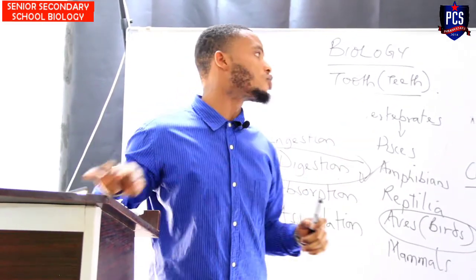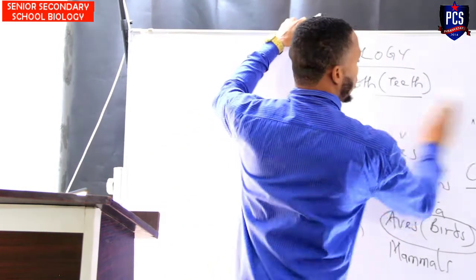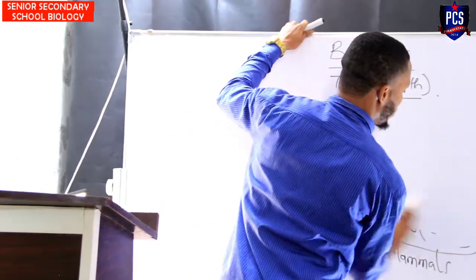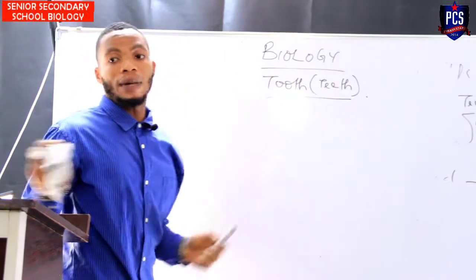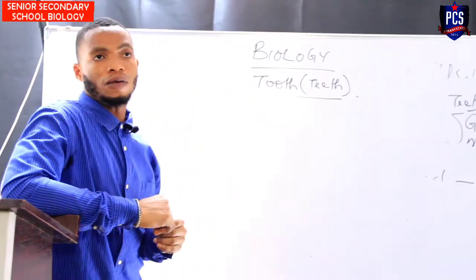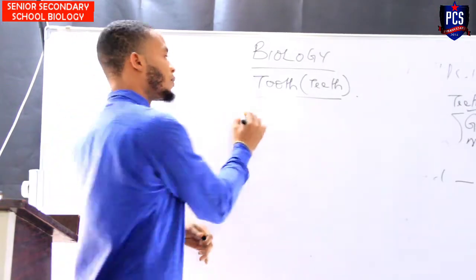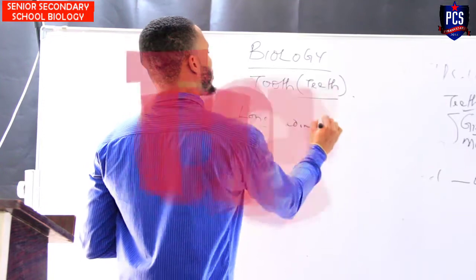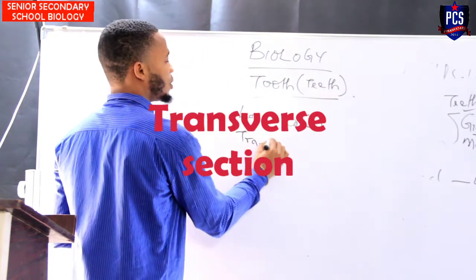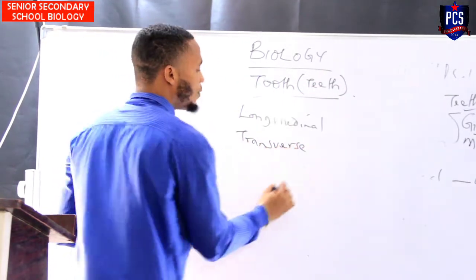Now let's go next and look at the structure of the tooth. What does the tooth look like? You know, in biology we talk of sections. We talk of the longitudinal section and the transverse section. Now we have an orange fruit.